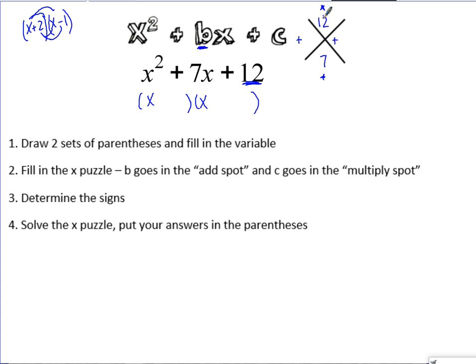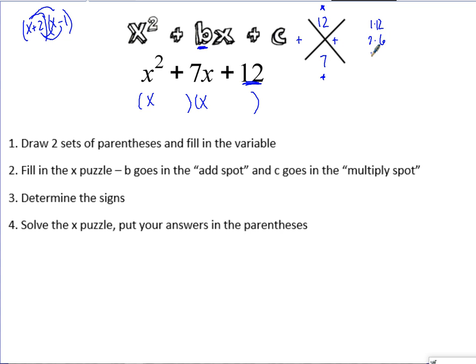A positive times a positive would give me a positive, and a positive plus a positive would also give me positive 7. Okay, so to solve this, I need to figure out what numbers I can put here that multiply to 12 and add up to 7. Now, some of you might be able to figure this out really quickly. But when the numbers change, or if you are not as up on your times tables, you can always make a list. So what are things that multiply to 12? Well, I could do 1 times 12. All right, but if I add those together, I'd get 13, and I need 7. I could do 2 times 6, but 2 plus 6 is 8, and I need 7.